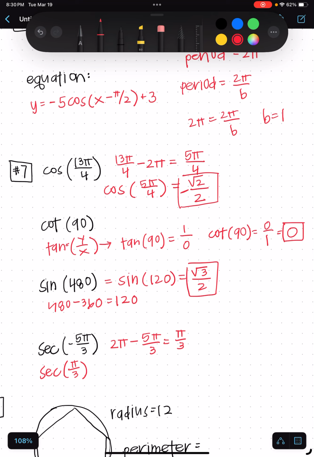So what I'm going to do is find cosine of pi thirds and then flip the fraction. So cosine of pi thirds, I find pi thirds, which is the same thing as 60. Cosine is 1/2 because it's the x value. So secant of pi thirds would be the flipped fraction of that. So I flip 1/2 and I get 2 over 1, which simplifies to just 2. So the secant of pi thirds is 2, which means the secant of negative 5 pi thirds is 2 as well.